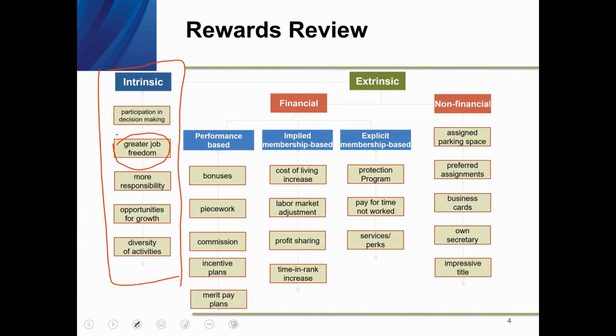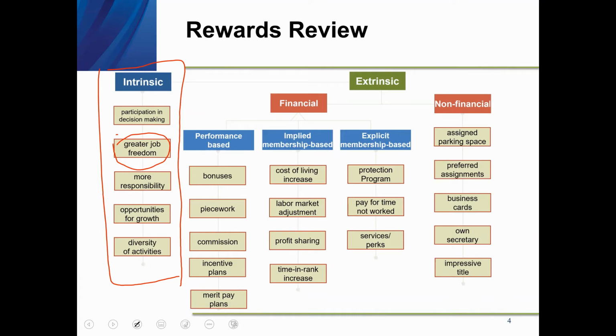And sometimes there is a diversity of activities. So for example, we are talking about work design, something that has a diverse range of activities that employees perform in their work. Sometimes all those kinds of activities help employees to become motivated, and those activities are also treated as a reward in HR literature.